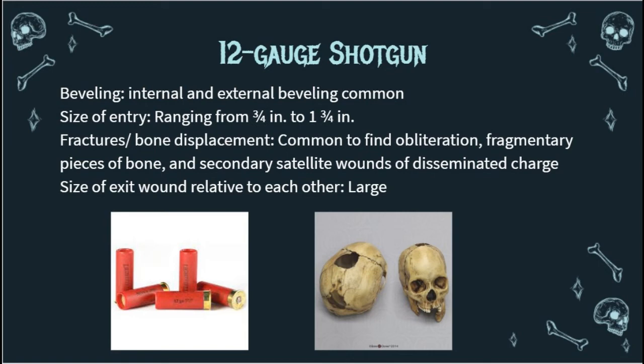There can be some fragmentary pieces of bone, and there can be other satellite wounds throughout because as it is shot, parts of it disseminate and it becomes like separate projectiles. So it's not uncommon to find those in surrounding areas of the bones and have those little satellite particles also displace bone. It is a very large exit wound, as you can see in the skeleton behind me. Those two giant holes, that's an entrance and exit wound. Quite large.